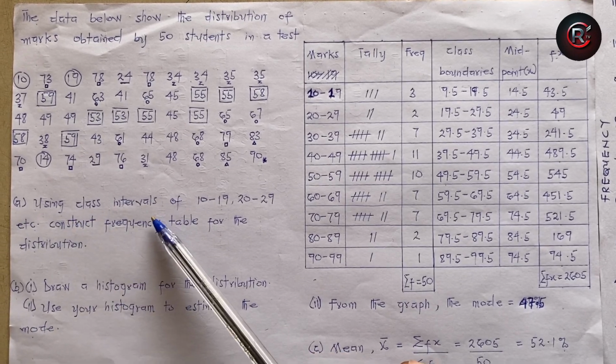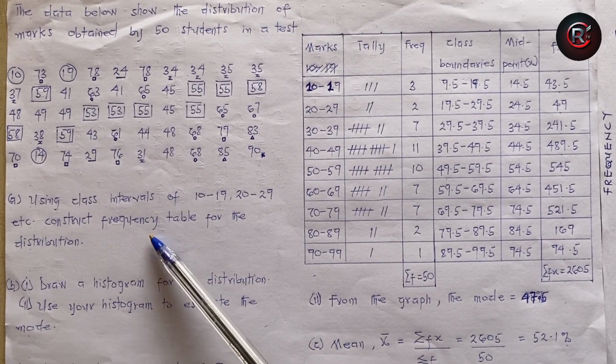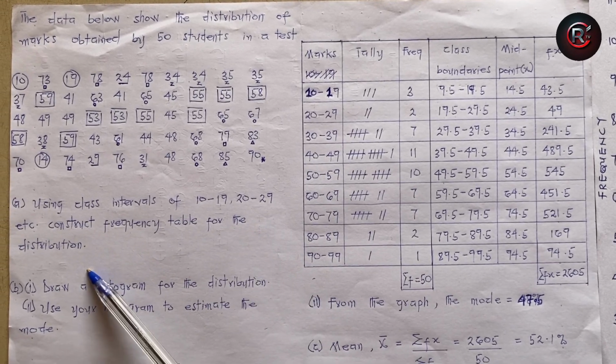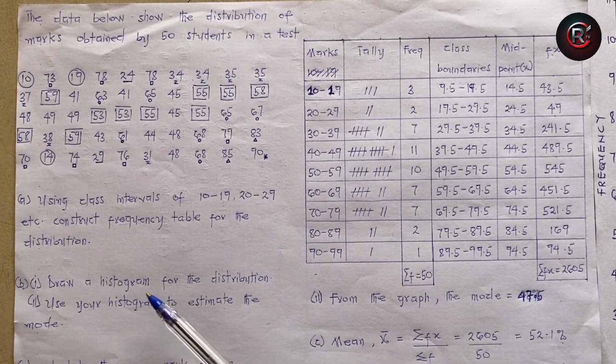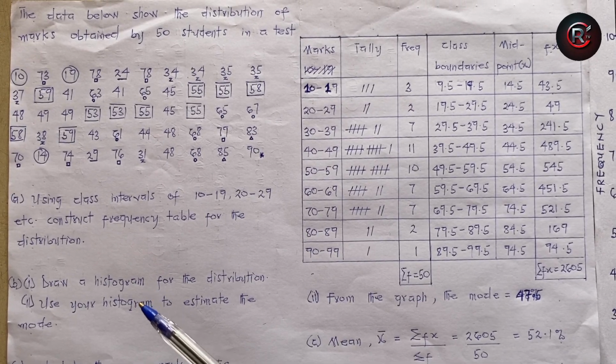All right, first of all, let us see what we can do here. Use class intervals of 10 to 19, 20 to 29. Construct a frequency table for the distribution. Now, let us see how we can construct a frequency table that we can use for the mean and the histogram at the same time.